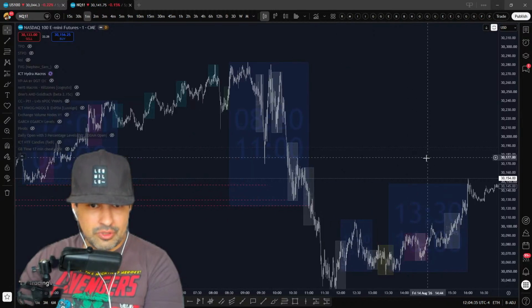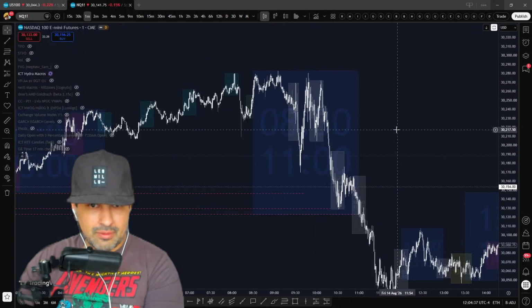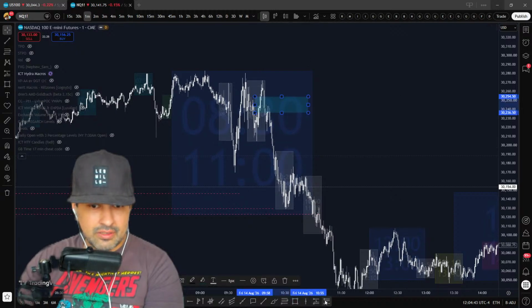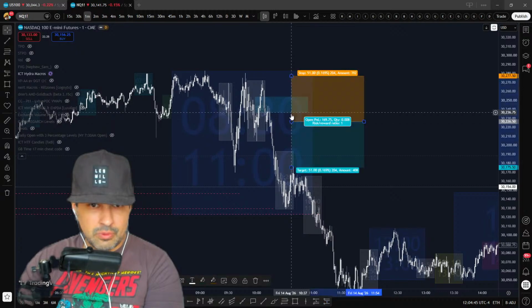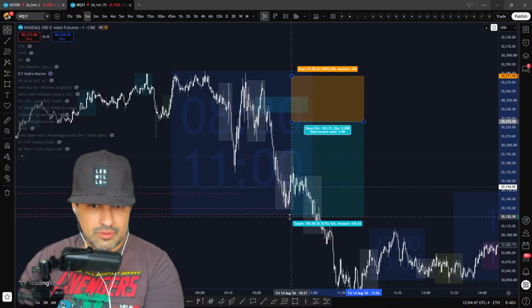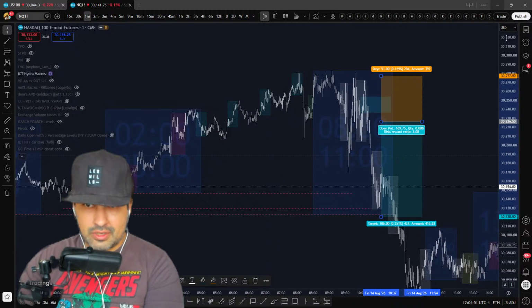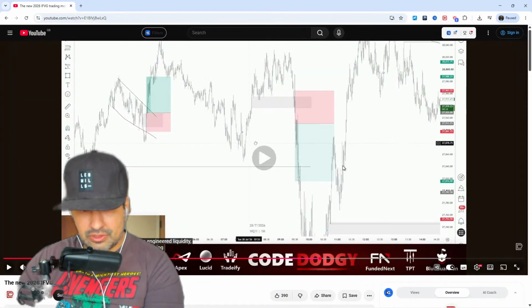Once you had that inversion fair value gap at 10 a.m., then you would target those lows. So yeah, it shows trading is very difficult to keep mechanical.